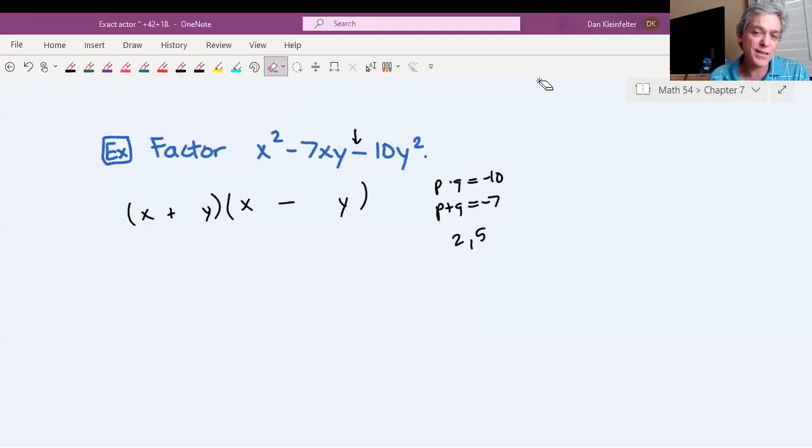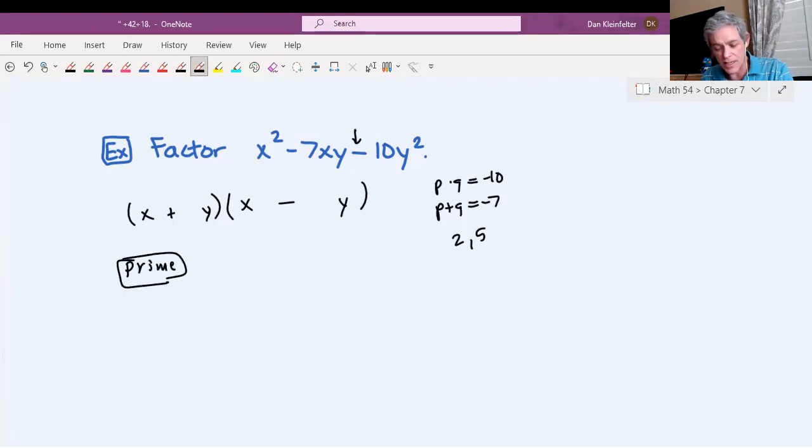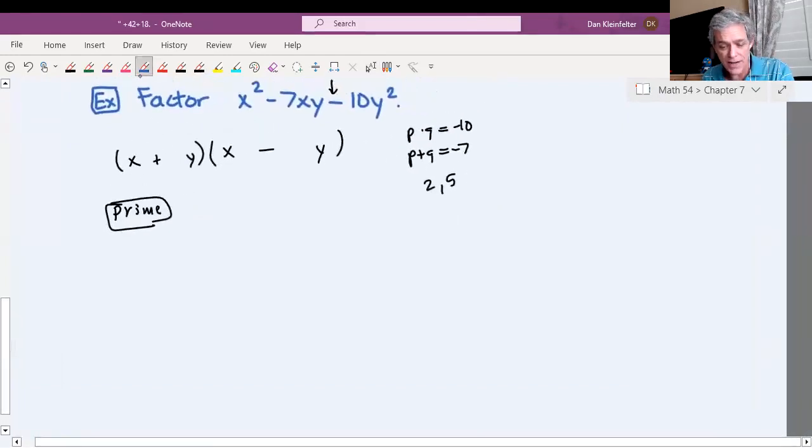All right, so that's a bit of the frustrating part about doing factoring, is that sometimes it just doesn't factor, right? So I don't see how we can get numbers that multiply to negative 10 and add to negative 7. So for this one, it looks like we've got a prime polynomial. So that's kind of unsatisfying. So let's have one more example. And well, let's see if we can make this so that it does factor.